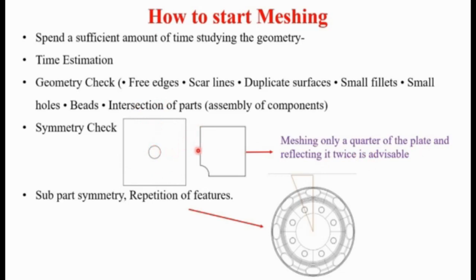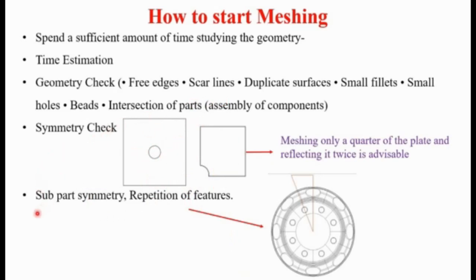Okay, here we will take this much of the object and we will mesh on this object, meshing only a quarter of the plate, and reflecting it twice is advisable. Mesh this object only and reflect it twice, that is one horizontal and one vertical, so that we will get this entire surface or entire object. Okay, meshing of this entire object. So we have to check this symmetry of the object.